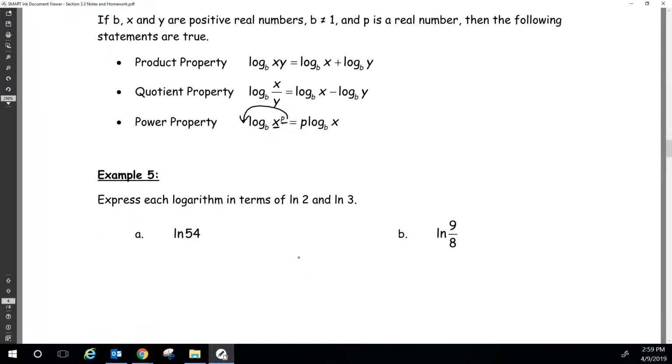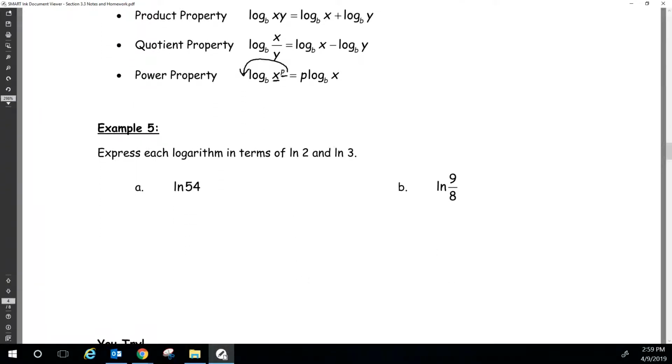All right, so looking at A, it says to express this logarithm in terms of log 2 and log 3. So I want to break this guy down. Natural log of 54, well, that would be natural log of 9 times 6. So this is a multiplication property. So I'm going to go up here to my product property, which says I can split that into 2 different logs with an addition sign in between it. So this is natural log of 9 plus the natural log of 6.